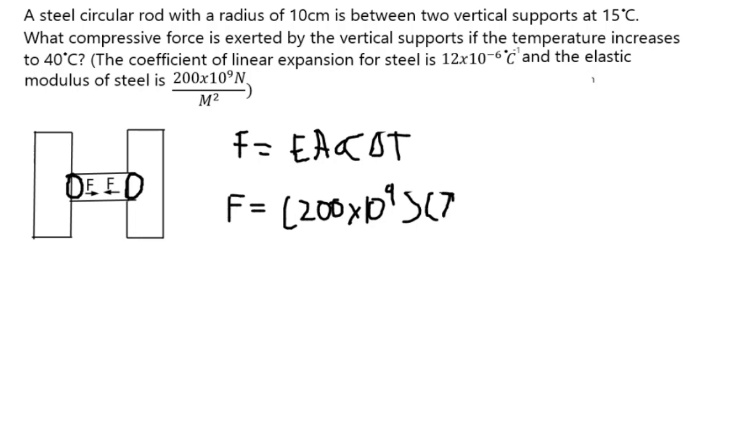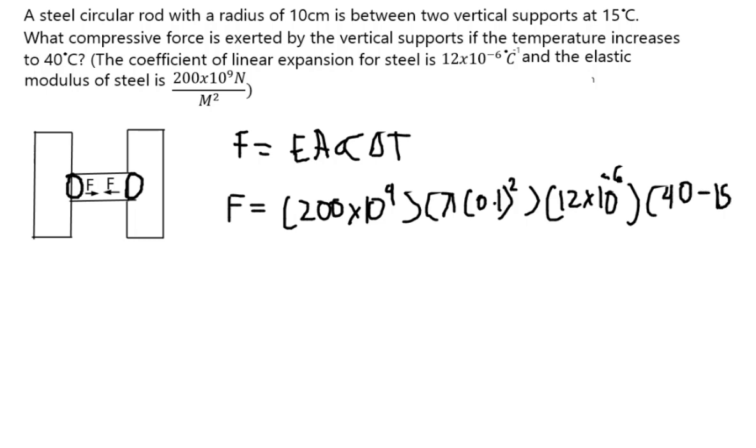Our area, what is it? It will become just 5 pi times 0.1. So, let's transform it to meters. Plus, it's a cylinder, so we're going to use the area of a circle. And then, we have the linear coefficient. And then, we have the change in temperature, 40 minus 15 degrees.